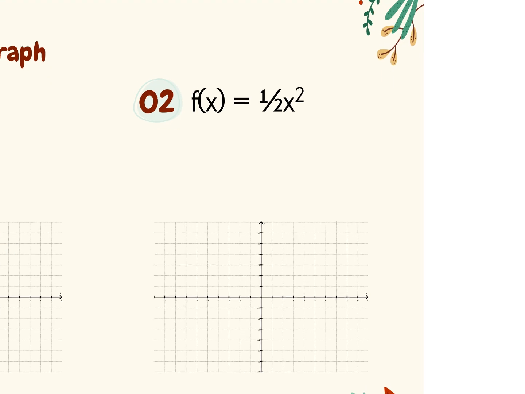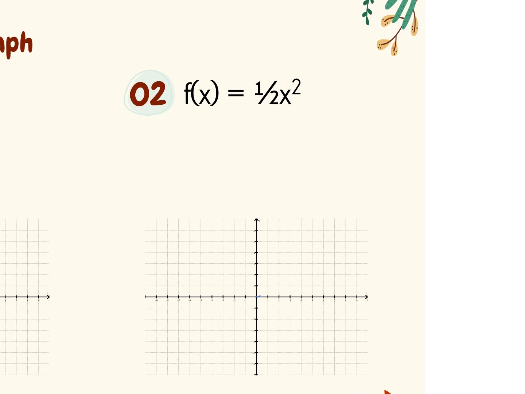This f of x equals 1/2 x squared also is a parabola. It's going to look something like that. And this 1/2 denotes a vertical shrink, right? So it's going to widen our graph a bit. It's going to look something like that.